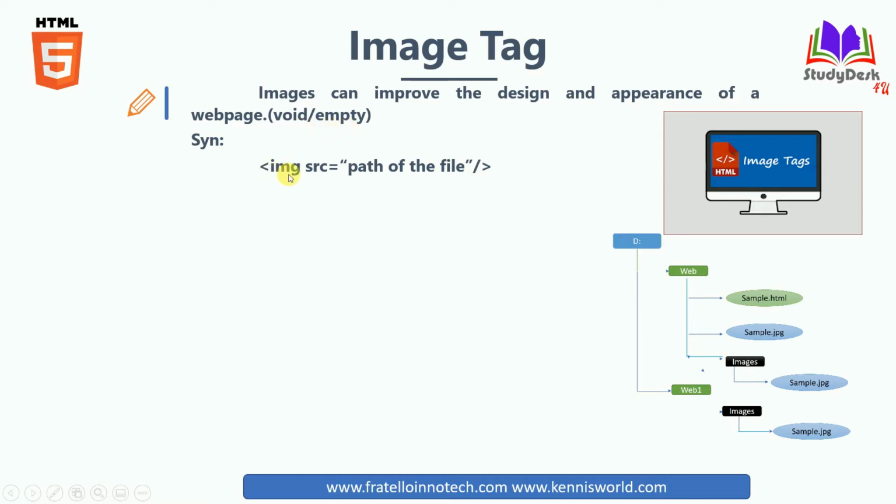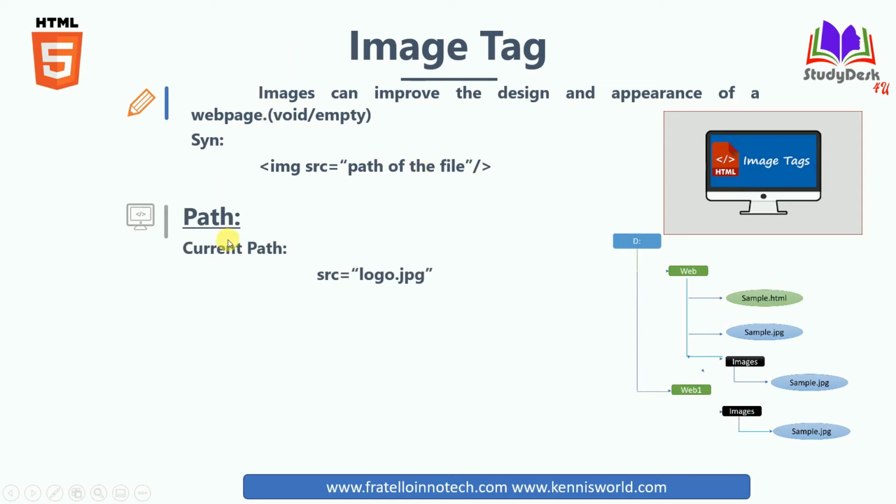Now the syntax is we have to start with img and we need to give an attribute called src, which stands for source. Here in the source we need to mention the path of the file. And after this source attribute we have a few more attributes in this image tag. We need to mention this path within the quotations. And before discussing these attributes, I need to talk about this path of the file.